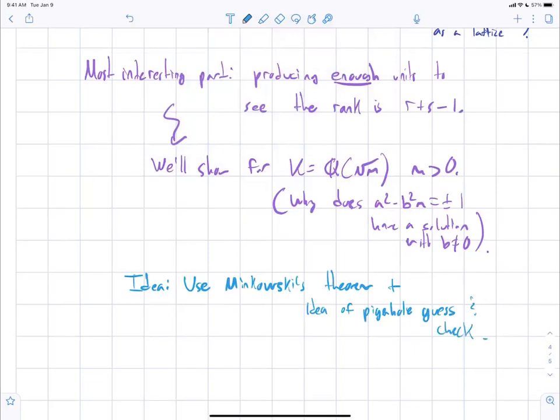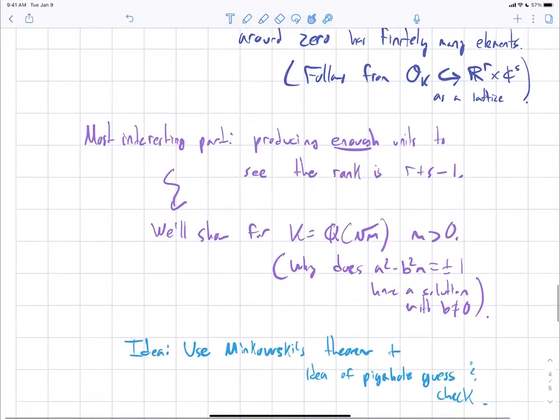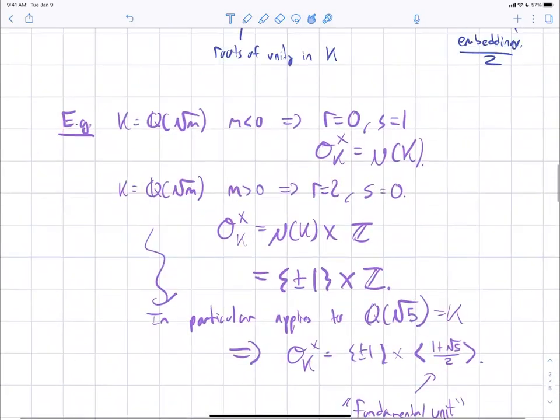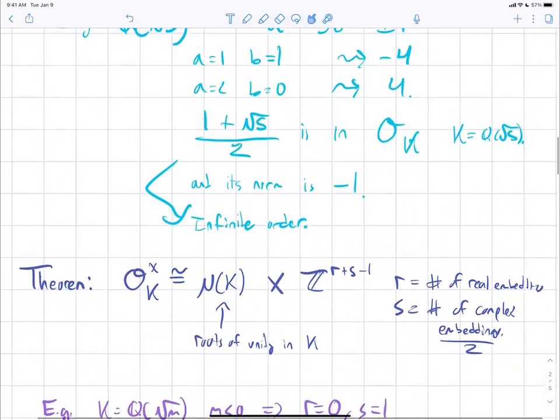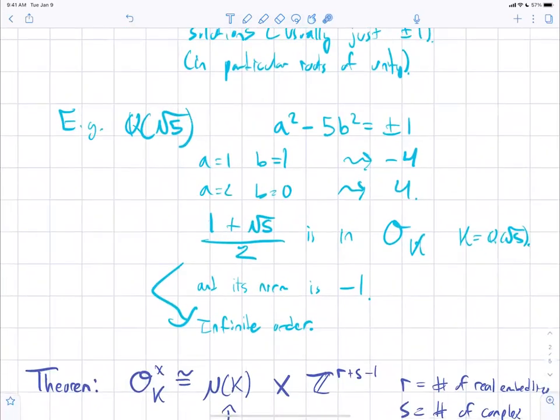So what was the pigeonhole guess and check? Let me scroll up to where we did that. For q squared of 5, like I said, let's just start writing down a's and b's and seeing what numbers we get. Eventually we got some overlap, sort of in the first two examples, because that's why I chose this example. We got -4 and 4. And we know there are only so many ideals of norm 4.